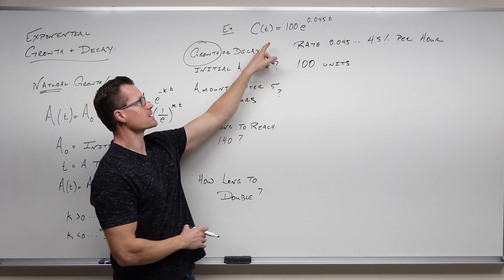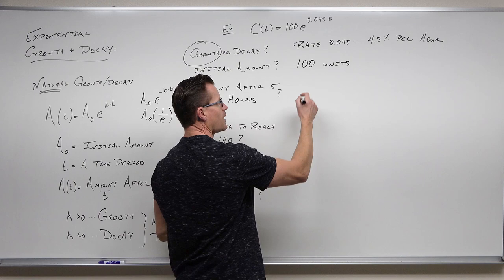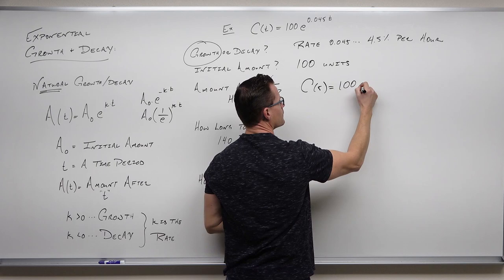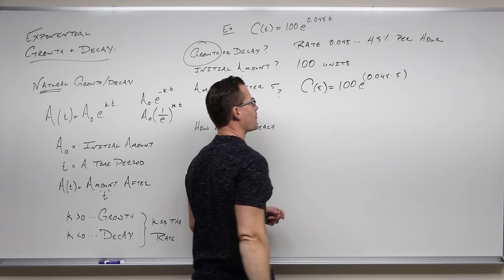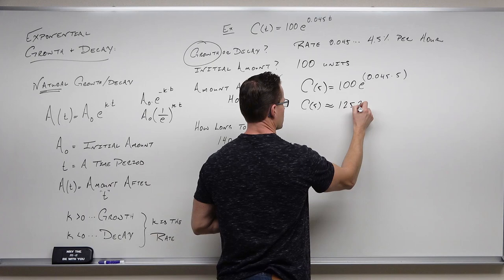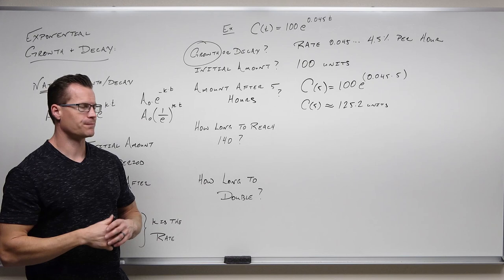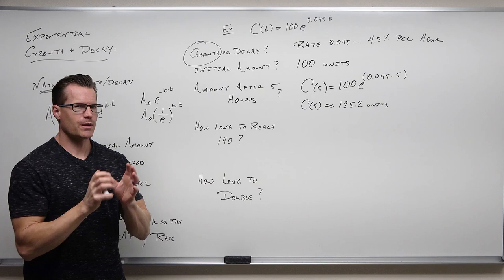Well, because this is the colony size after a certain amount of time, all it's really asking you to do is plug in 5. So C of T, well, our T is 5 hours now. Just plug in the T of 5. So on our calculator, we'll put 100 second ln, and then we'll have our parentheses of 0.045 times 5. I get about 125.2 units, whatever that is. If it's grams, it'd be 125.2 grams. Or sometimes you do call it units of bacteria. We would get that many after 5 hours. I hope that makes sense. I hope you're seeing that this is very much like compound interest.